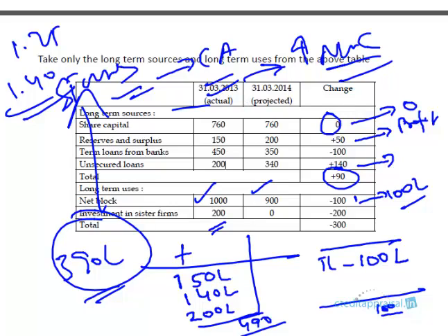We are going to have a surplus of 390 lakhs from the long term portion. That is, our long term funds are going to be more by 390 lakhs compared to the long term uses. So they will have a surplus of 390 lakhs, right? That 390 lakhs will be used in the short term uses.